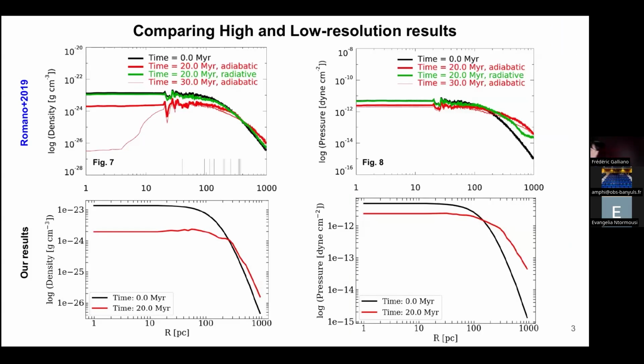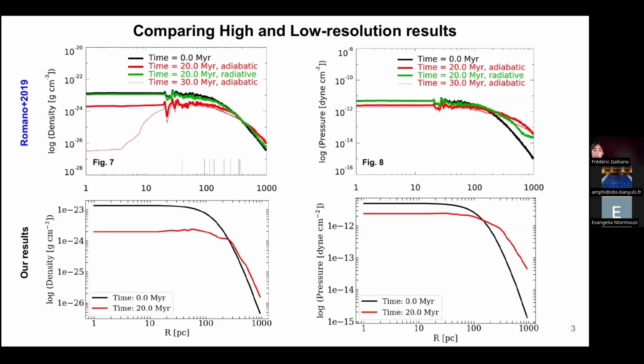The first thing that we did was to run the simulation with the same initial parameters as the reference paper to see if we could reproduce the results. We saw the results of the simulation, and we have also calculated radial profiles. You can see in the first column those for density, and in the second column those for pressure. The lines we are interested in are the black one, which corresponds to the beginning of the simulation, and the red thick one, which corresponds to 20 megayears in the adiabatic limit.